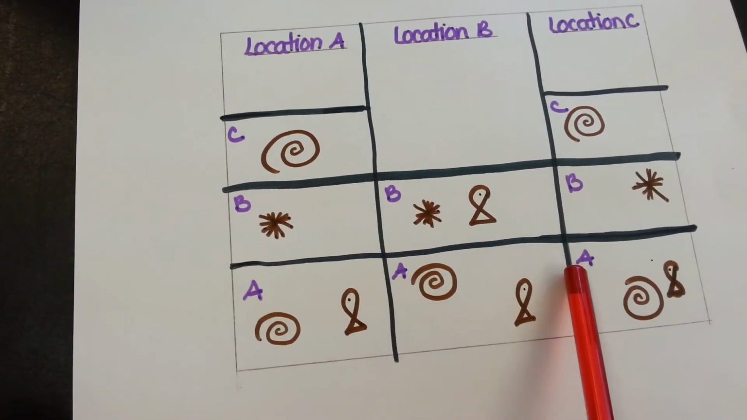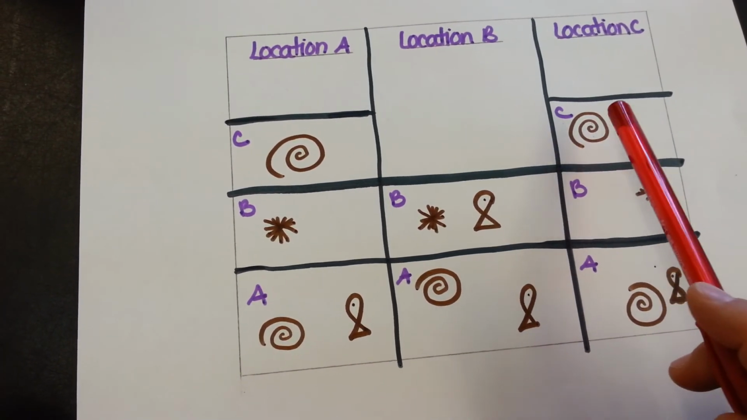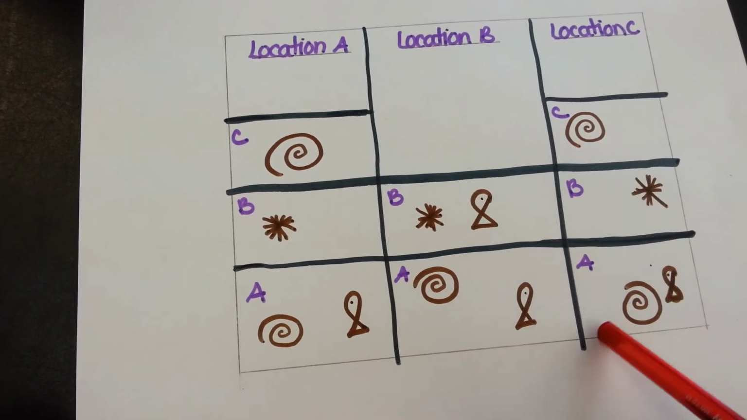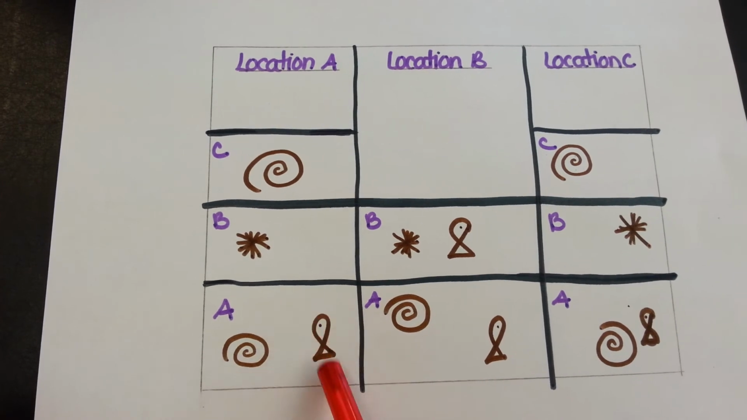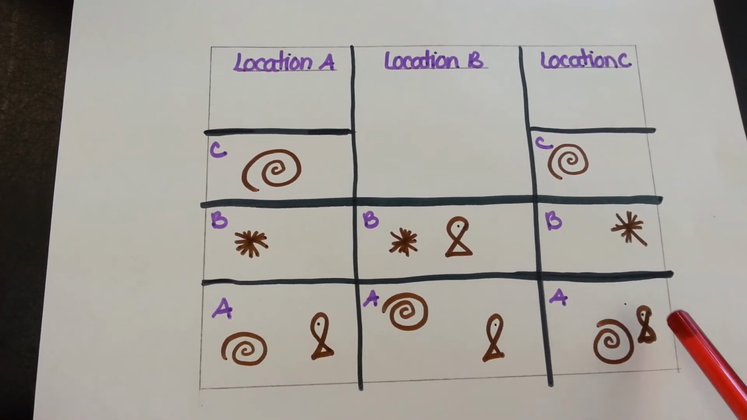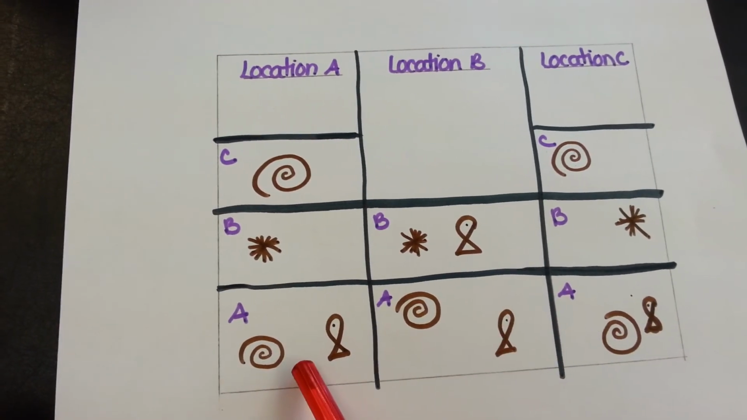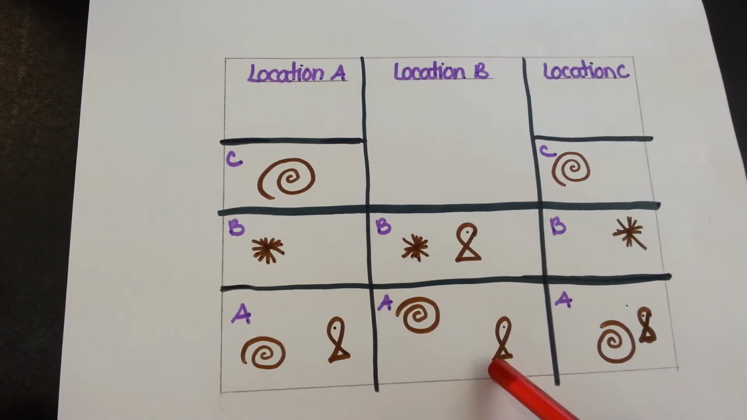So if we look at layer A, we notice that we see this sort of spiral fossil. It's also found in layer C. Therefore, we know that this one cannot be the index fossil. Then we look at sort of this fish one. This fish fossil is found in all of layer A, so it's abundant because it's found in a lot of layers, but it's also found in layer B. So that is not going to be our index fossil.